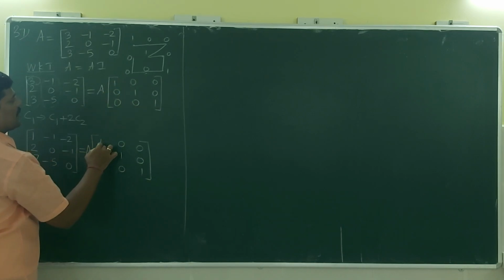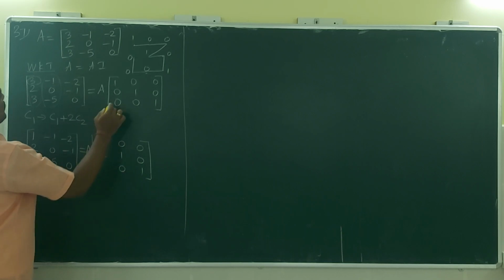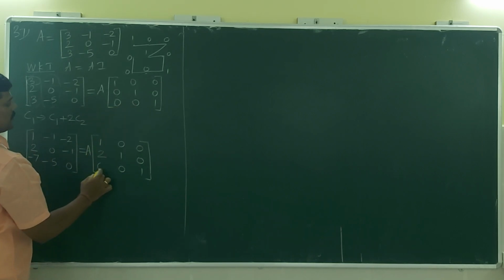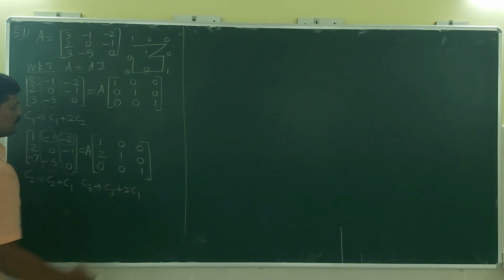1 plus 2 is 1. 0 plus 2 is 2. 0 plus 2 is 0. Now I can make these two elements 0 in a single cell. The operation is C2 implies C2 plus C1, and C3 implies C3 plus 2 times C1.